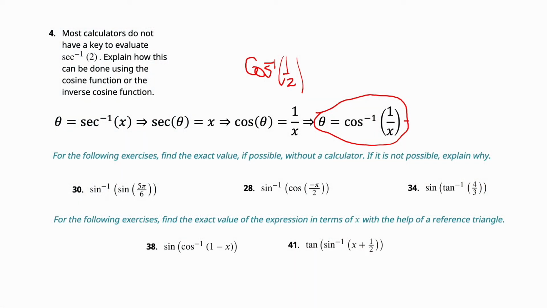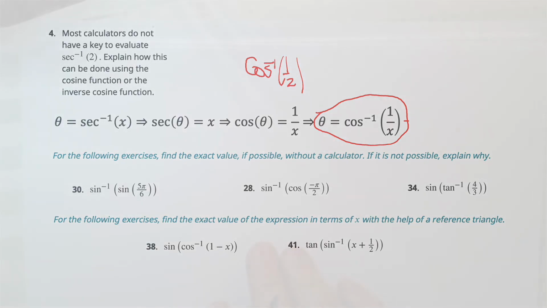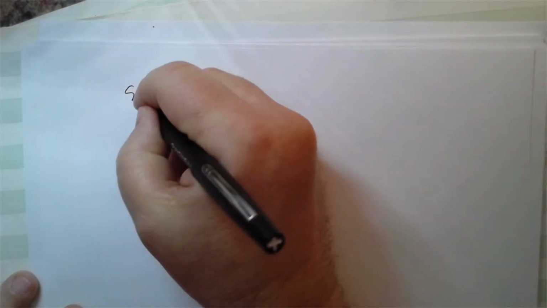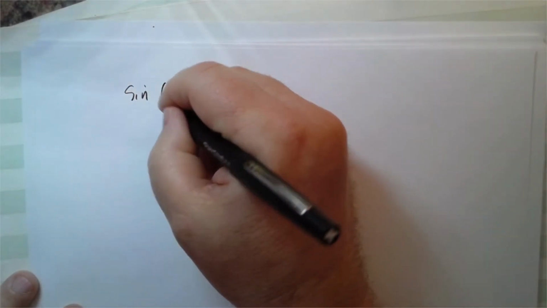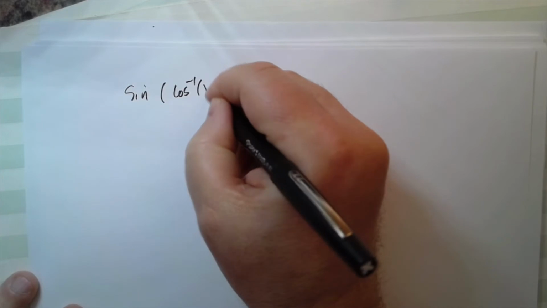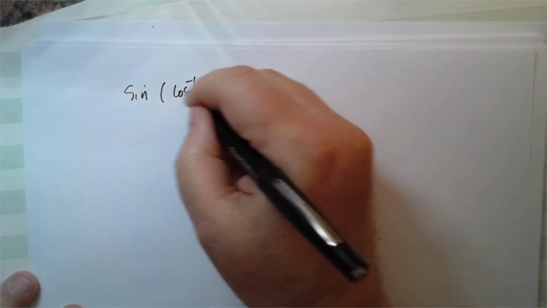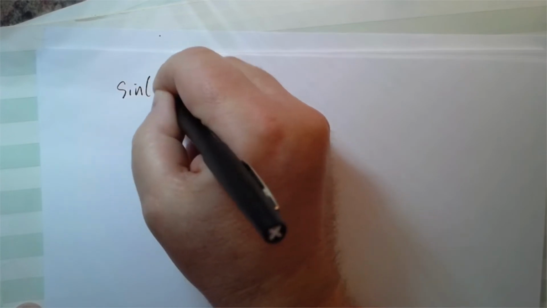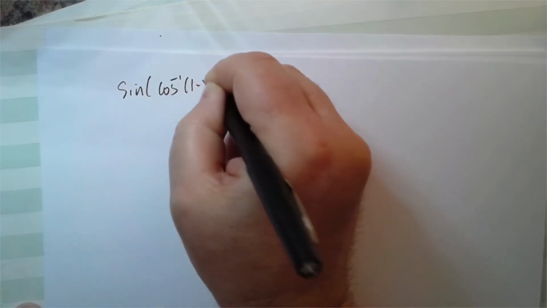For the following exercises, find the exact value of the expression in terms of x with the help of the reference angle. Alright, so let's do this one. The sine of the cosine inverse of 1 minus x.